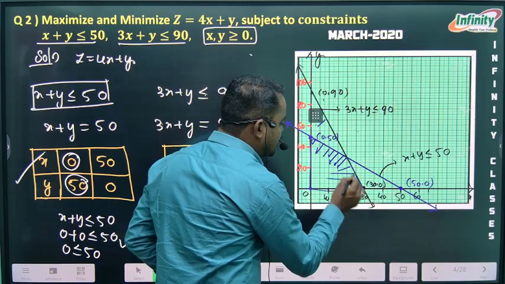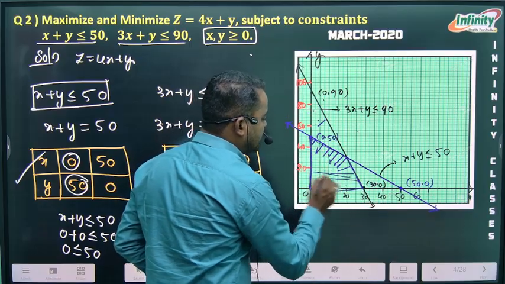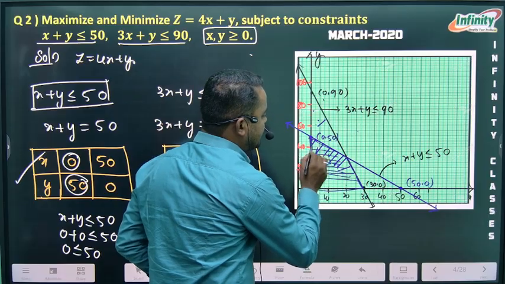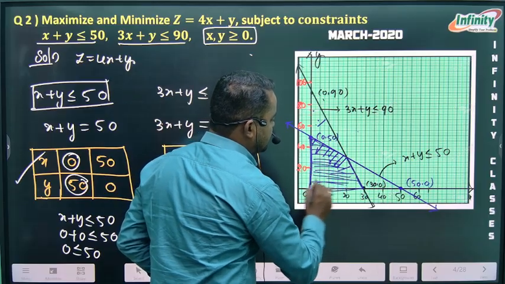So this region is called as what? Feasible region. We call this feasible region. This region is called as what? Feasible region.